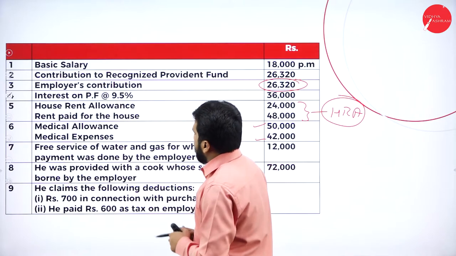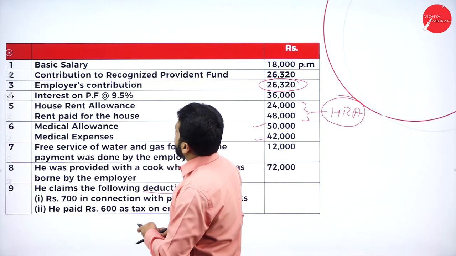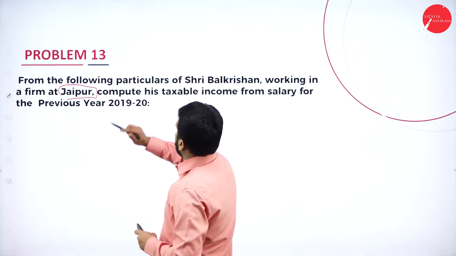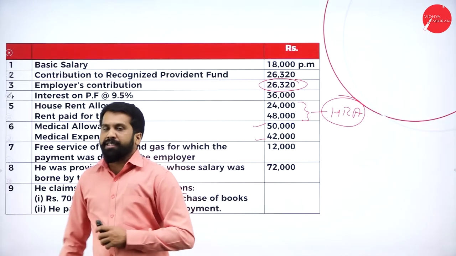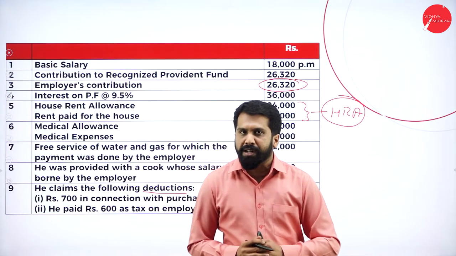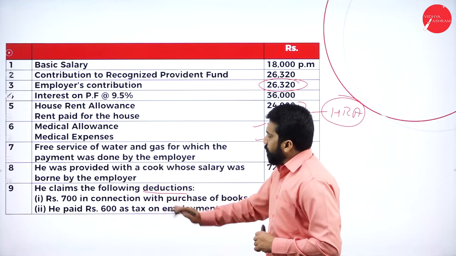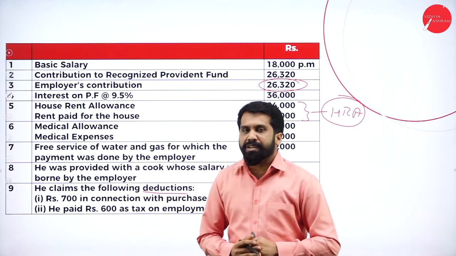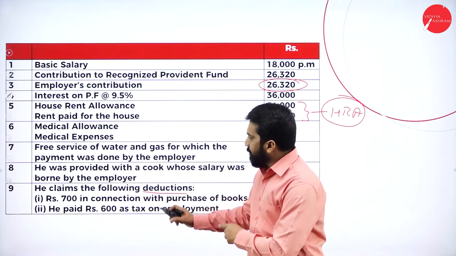Now, he claims the following deductions. So, Shri Balakrishnan is asking, just assume that you are the income tax officer or auditor. He is asking you, these two, can I take them as deduction? Like, whatever your income from salary comes, can I minus these two?